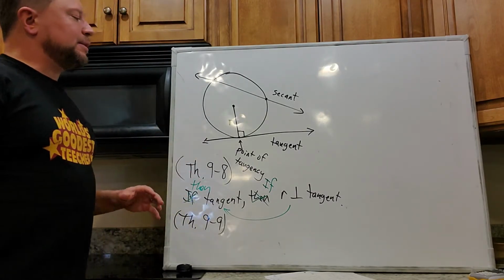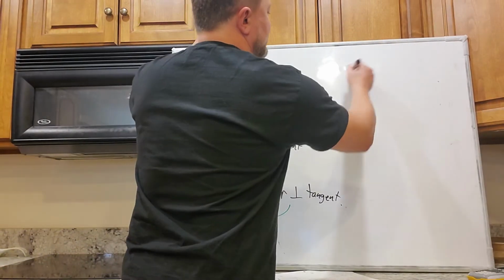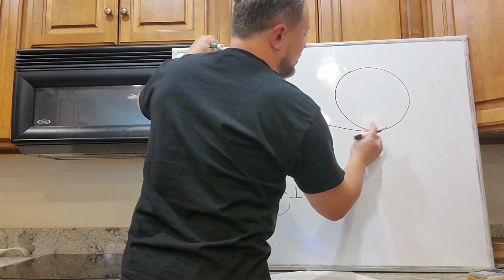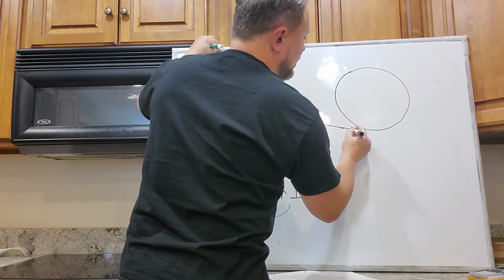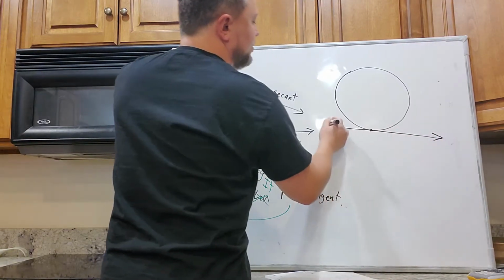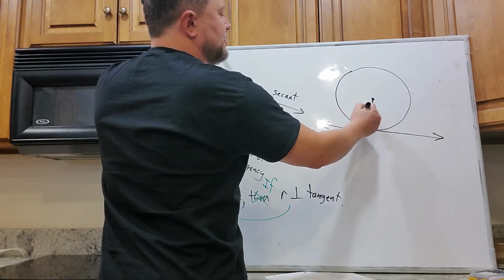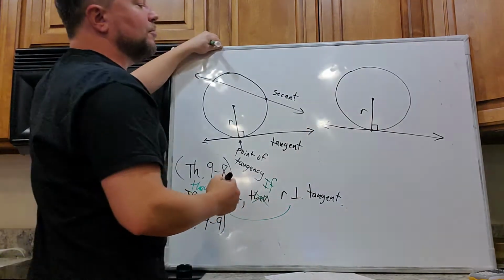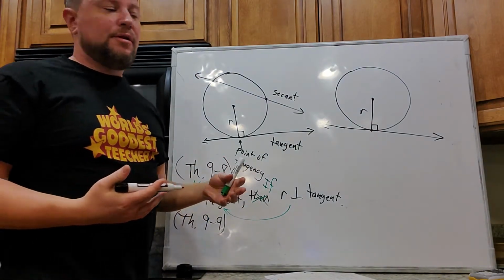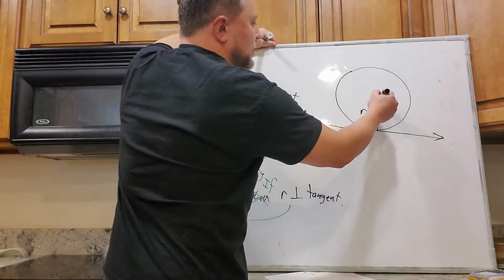But let me tidy this up a little bit. Again, if we have a circle, we have a tangent line coming in here and just touching the circle at a single point. Then if we draw from the center of the circle a radius, it's going to form a right angle. Now, the problems we're going to do in this section are also going to create a secant by doing this.